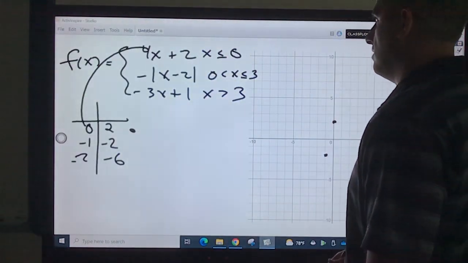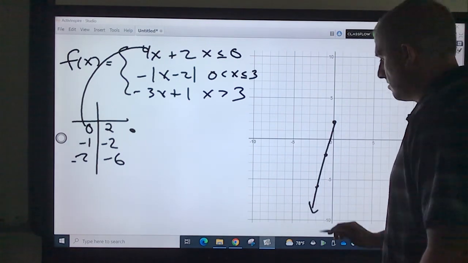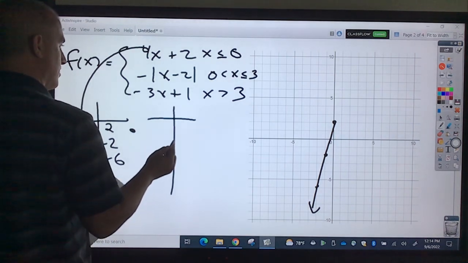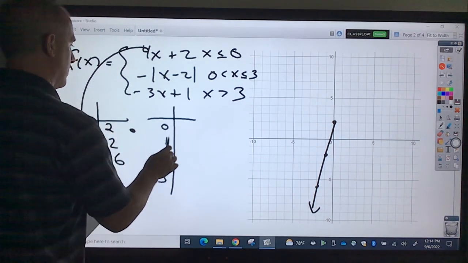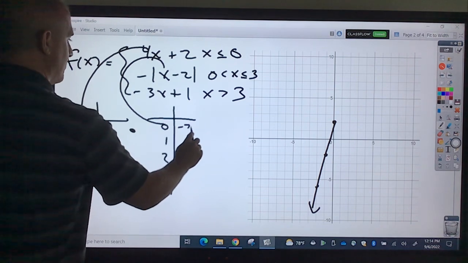Negative 2 over, negative 6 down. Okay. Then from here I'm going 0 to 3. All right. I'm going to substitute in here. 0 minus 2 would be negative 2. Absolute value makes that 2. But since that's negative, that would be negative.